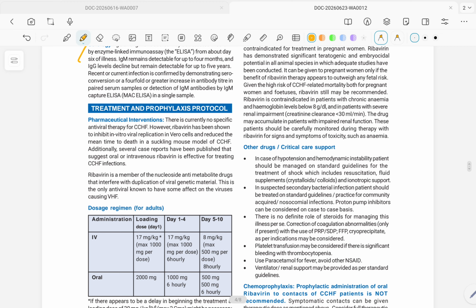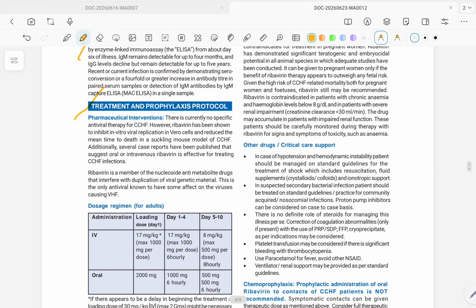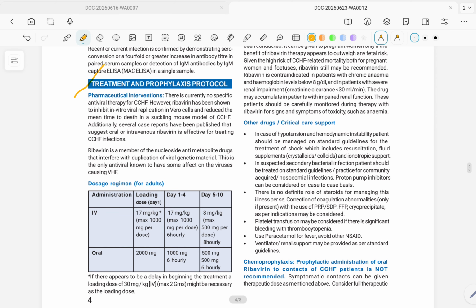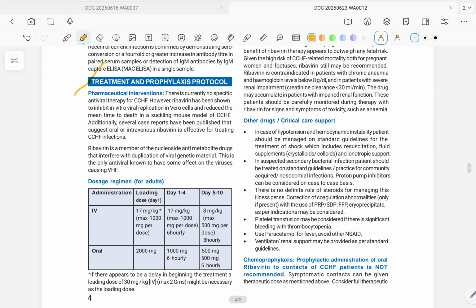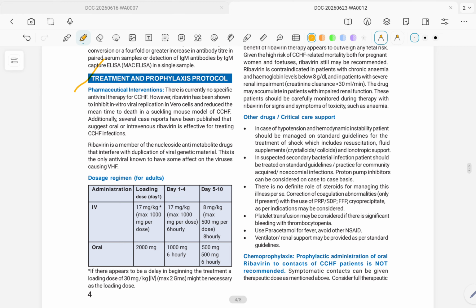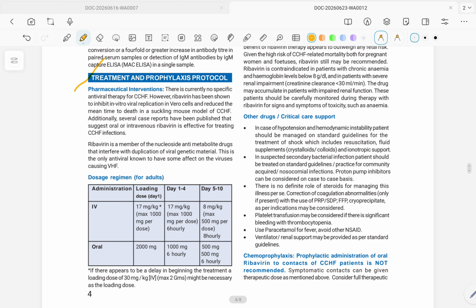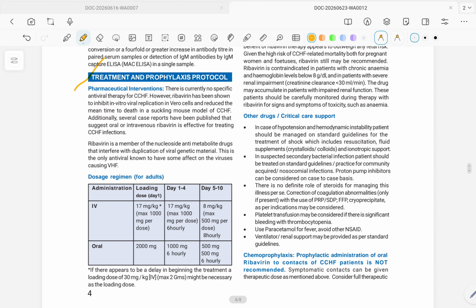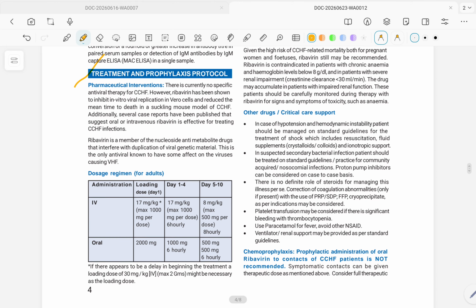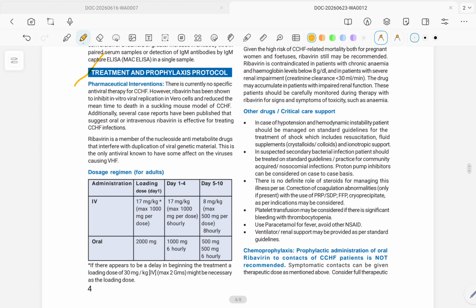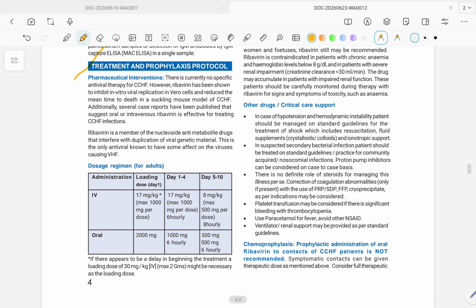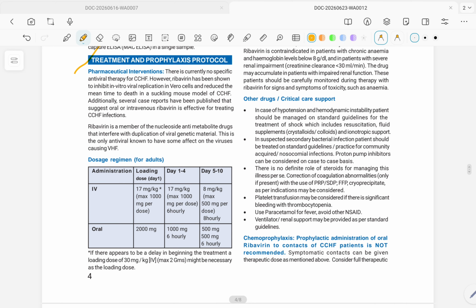Treatment and prophylaxis protocol. Pharmaceutical intervention. There is currently no specific antiviral therapy for CCHF. However, ribavirin has been shown to inhibit in vitro viral replication in viral cell and reduce the mean time to death in a suckling mouse model of CCHF. Additionally, several case reports have been published that suggest oral or intravenous ribavirin is effective for treating CCHF infections.